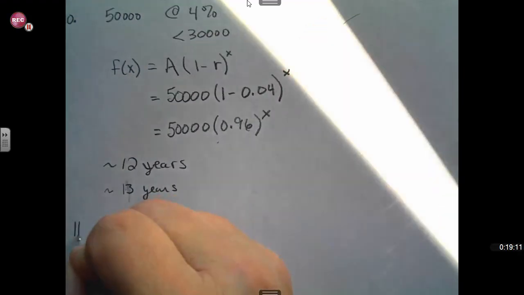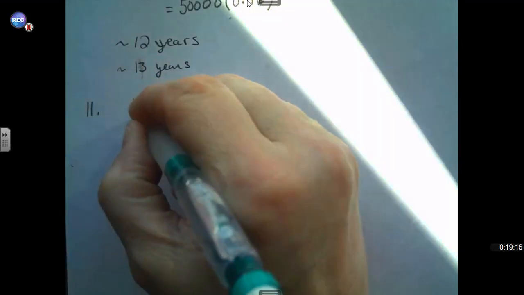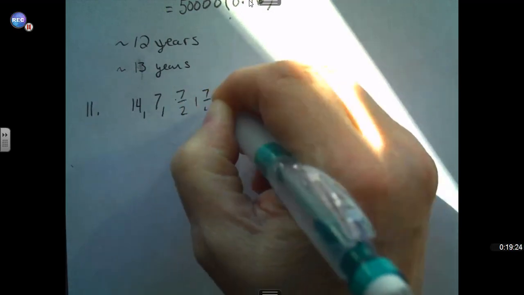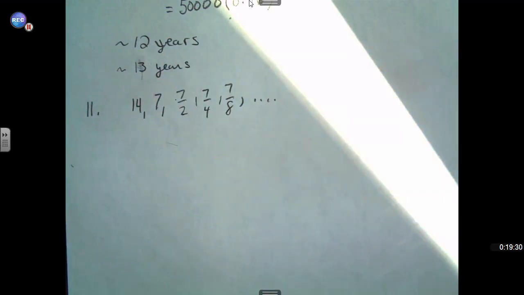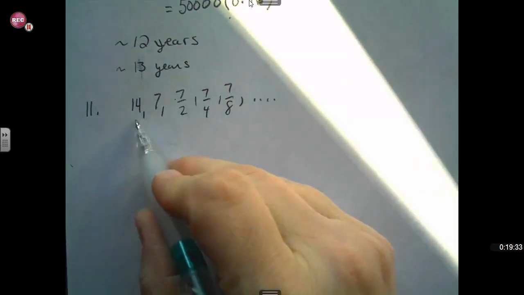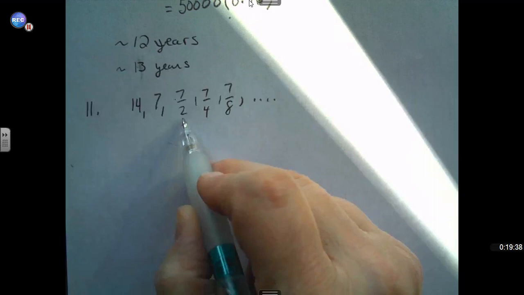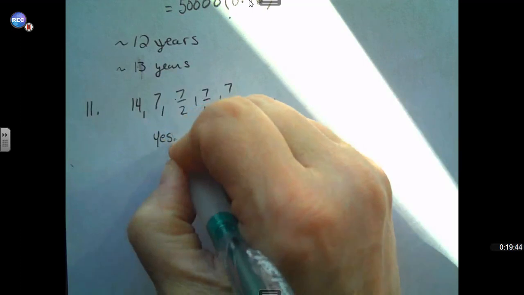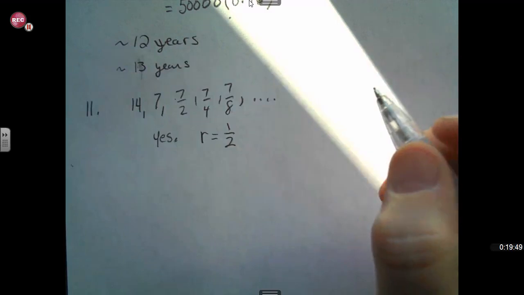Number 11. Sequence: 7, 7 halves, 7 fourths, 7 eighths, and so on. Is it a geometric sequence? Let's see. Multiply by 1/2, I get that. Multiply by 1/2, I get that. Multiply by 1/2, I get that. So yes, it is a geometric sequence, and the common ratio is what I'm multiplying by each time. The common ratio is 1/2.